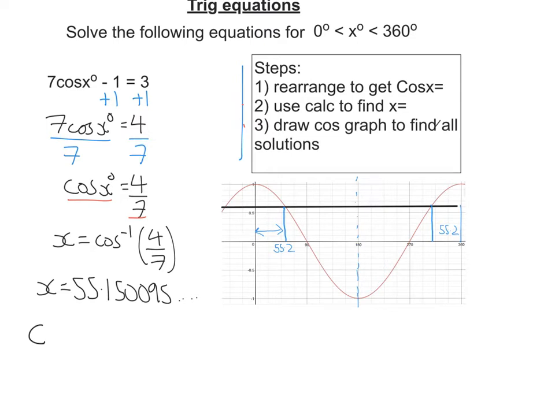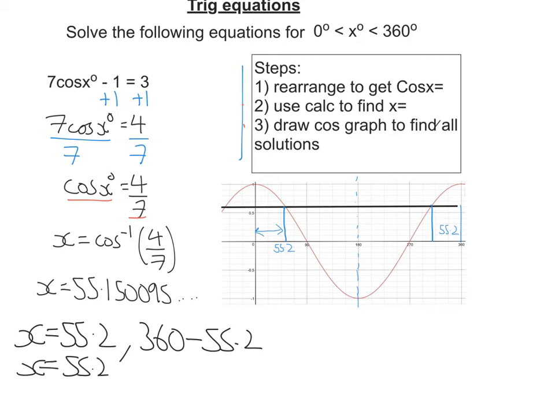Well, the second answer is going to be 360 take away 55.2. And if we do that, we're going to get 304.2 degrees. So they're my 2 answers.